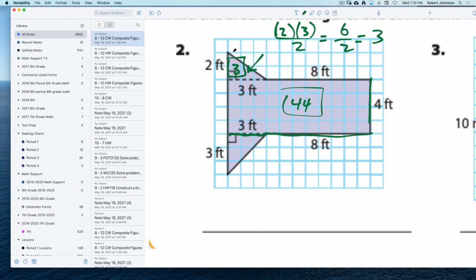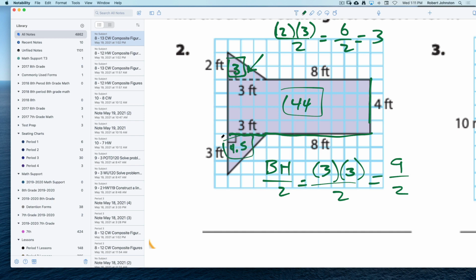Mm-hmm. Okay, cool. How did you find the bottom one, Aiden Coleman? I did 3 times 3, which is then divided by 2. Very good. So you got a decimal one, but what is 9 divided by 2? 4.5. You got it.